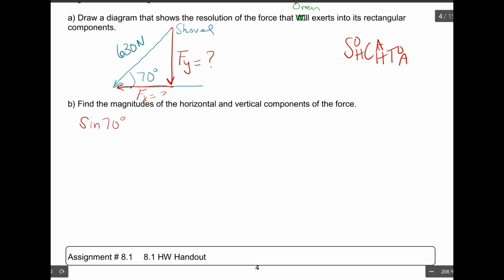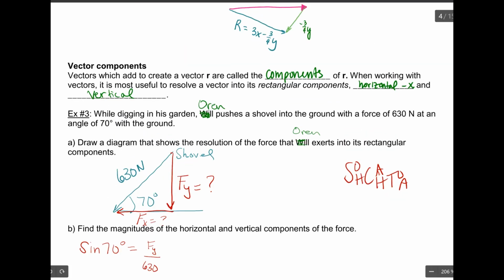Sine of 70 degrees is going to be equal to the opposite, which is the force in the y direction, over the hypotenuse, 630. When it says into its rectangular components, that's x and y, because those are Cartesian, rectangular coordinates. So whenever you just say rectangular components, that just means x and y. Up here you'll see rectangular components, comma, horizontal and vertical.